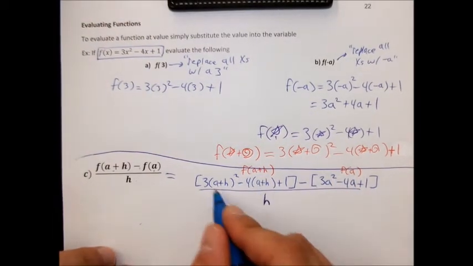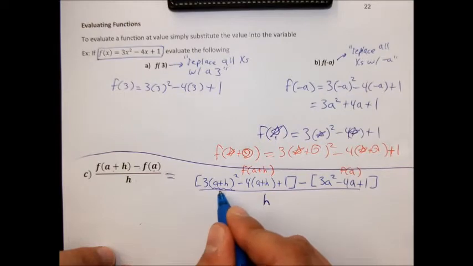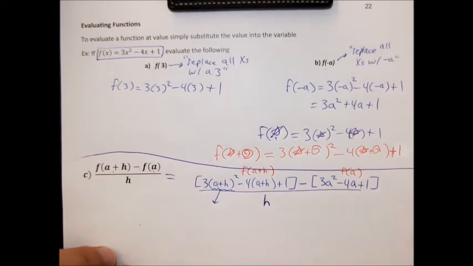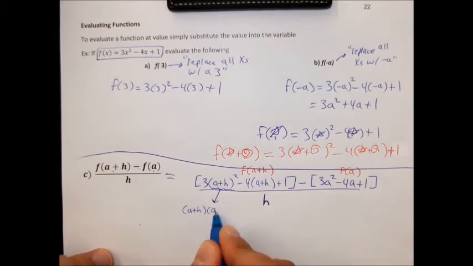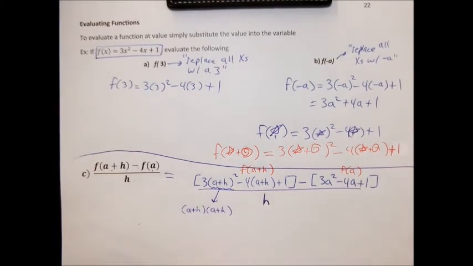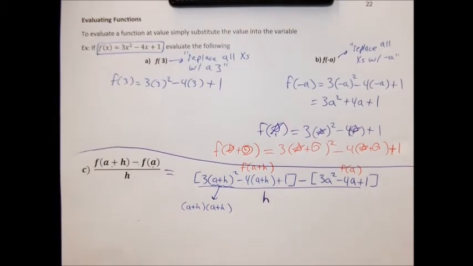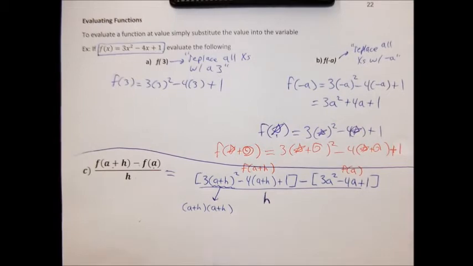And then when we go ahead and we do this, when we square out a plus h, we do a plus h squared. Be real careful with that, right? That's one of the common pitfalls. We need to think of it as a plus h multiplied by itself, and then make sure that we FOIL. Don't just square those two terms.